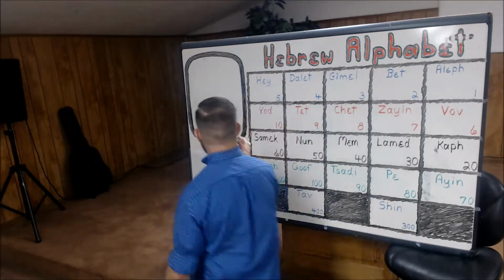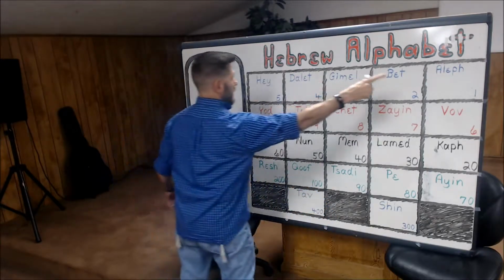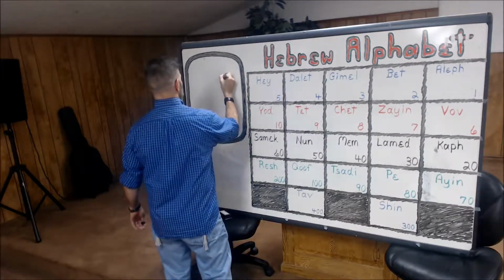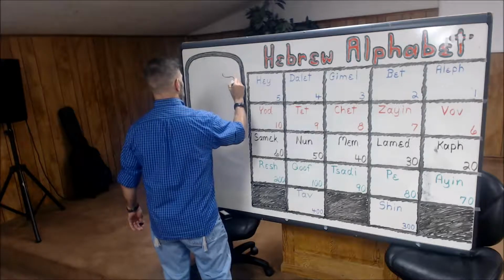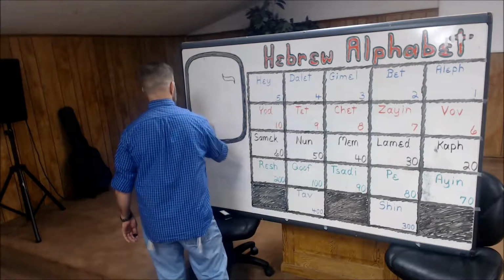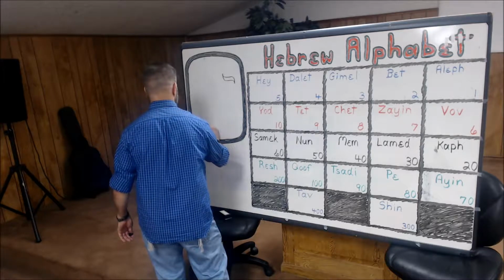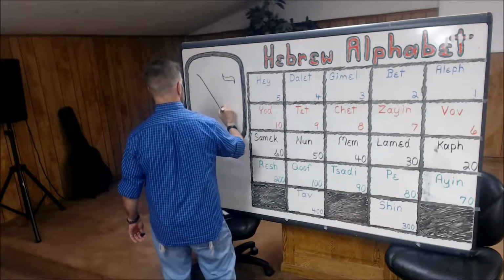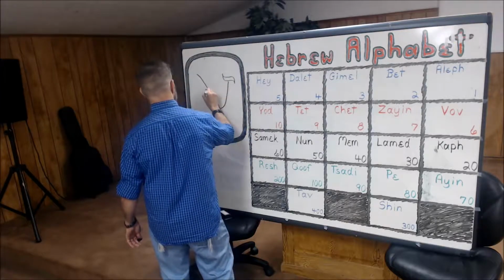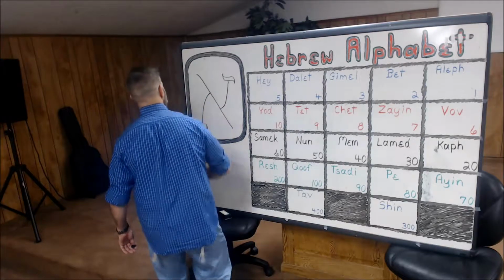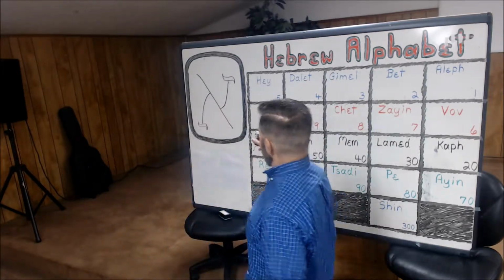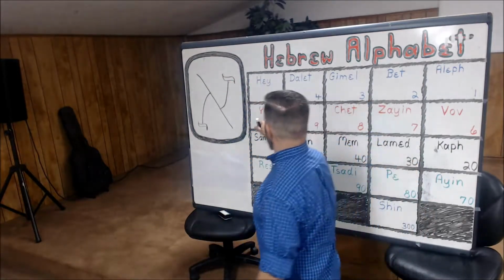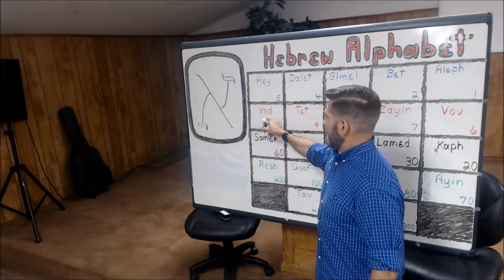Now, for instance, the first letter, the Aleph. Jordan taught me how to say that correctly. The Aleph would be like this, with a line down the middle like this, and a line coming up like that, and a line coming down like that. This right here is like the yod, the 10th letter of the Hebrew alphabet.